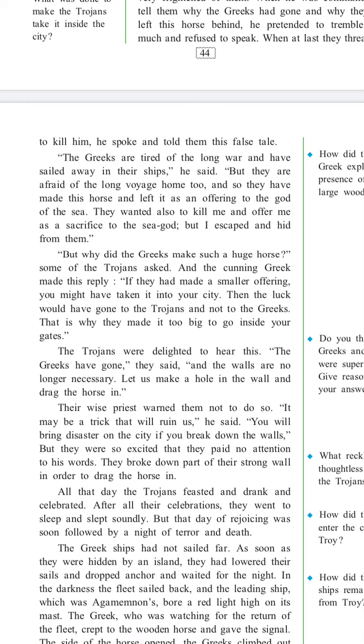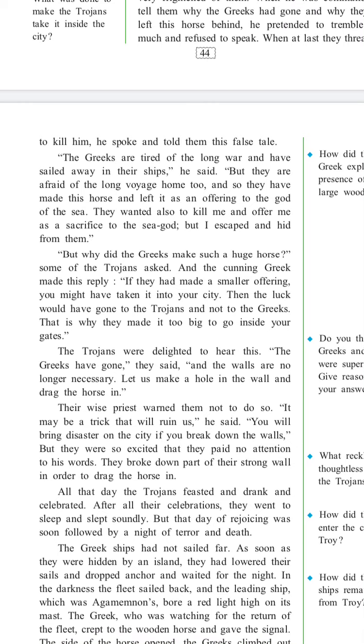"But why did the Greeks make such a huge horse?" some of the Trojans asked, and the cunning Greek made his reply: "If they had made a smaller offering, you might have taken it into your city. Then the luck would have gone to the Trojans and not to the Greeks. That is why they made it too big to go inside your gates." The Trojans were delighted to hear this. "The Greeks have gone," they said, "and the walls are no longer necessary. Let's make a hole in the wall and drag the horse in."